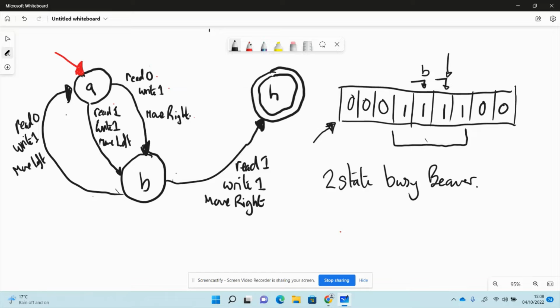So this is just the conceptual idea of a 2-state busy beaver. Now you could look up how to write a 3-state or a 4-state busy beaver. You might even decide that you can write a program that does this as well. But this is something that is interesting in the field of whether something halts or terminates, so how computable things are.